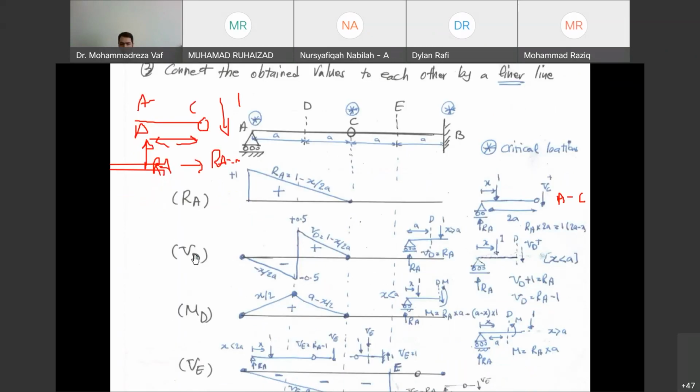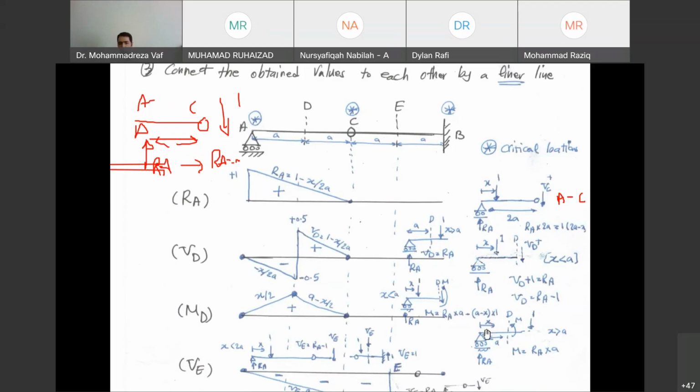Okay, so this one also was for VD, and now we want to calculate the influence line for MD, the bending moment at point D. We want to see when the load is moving from point A to B, how the bending moment at point D is changing. Again, I can consider two cases: when the load is before point D, and when the load is after point D.